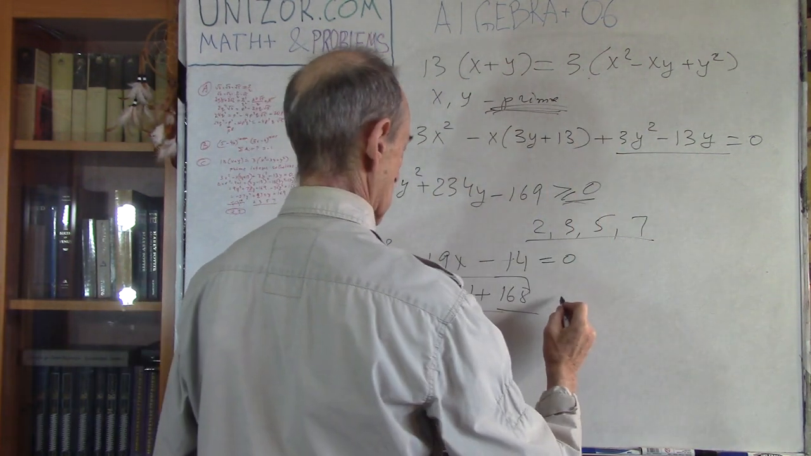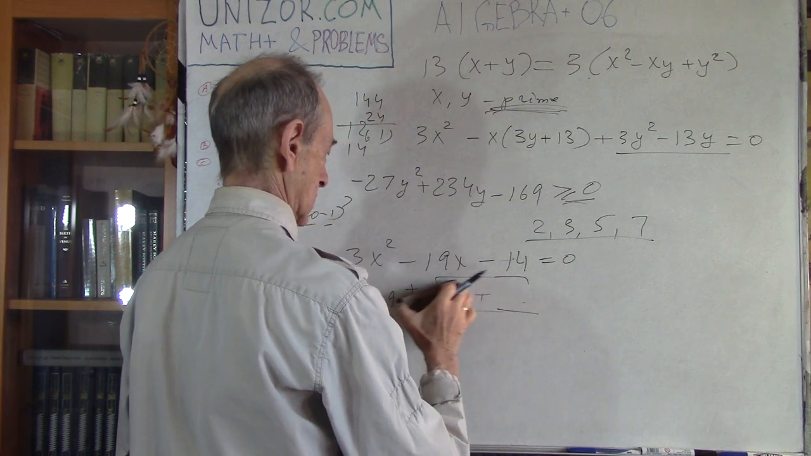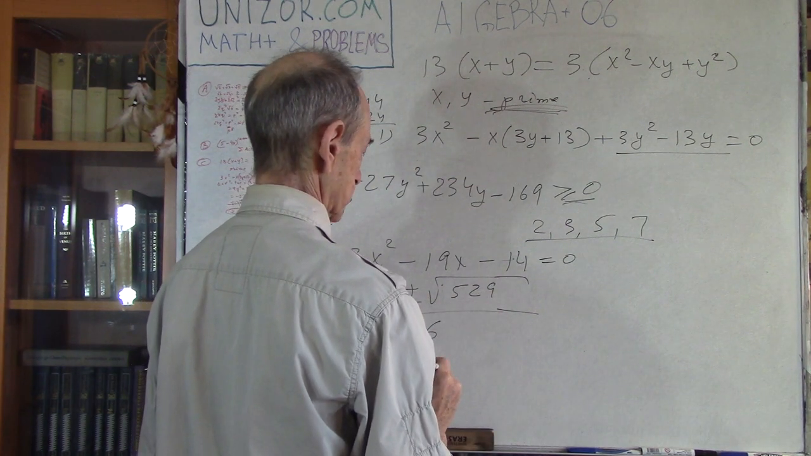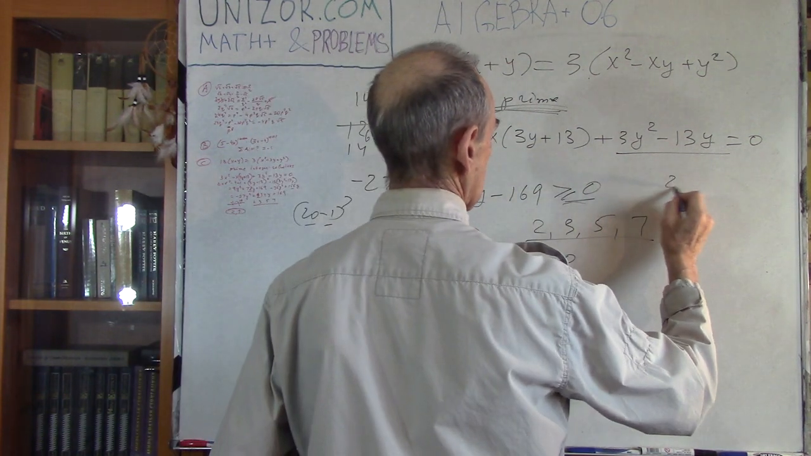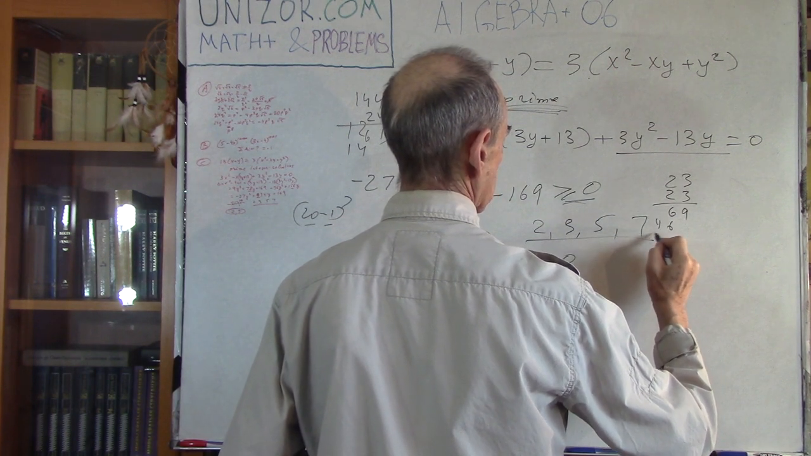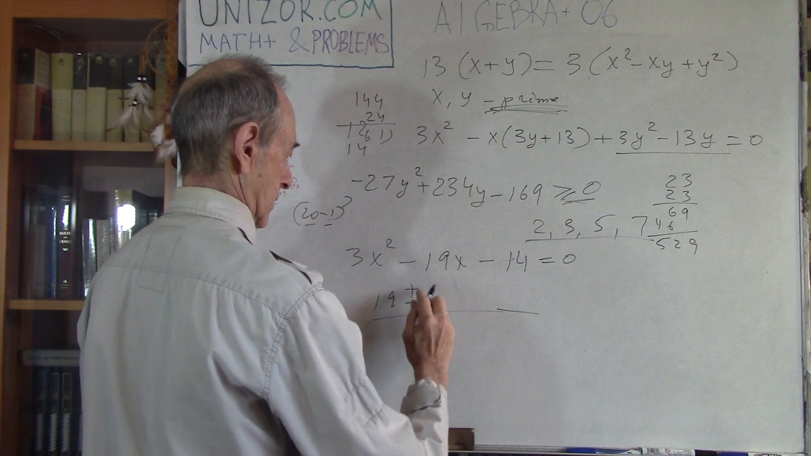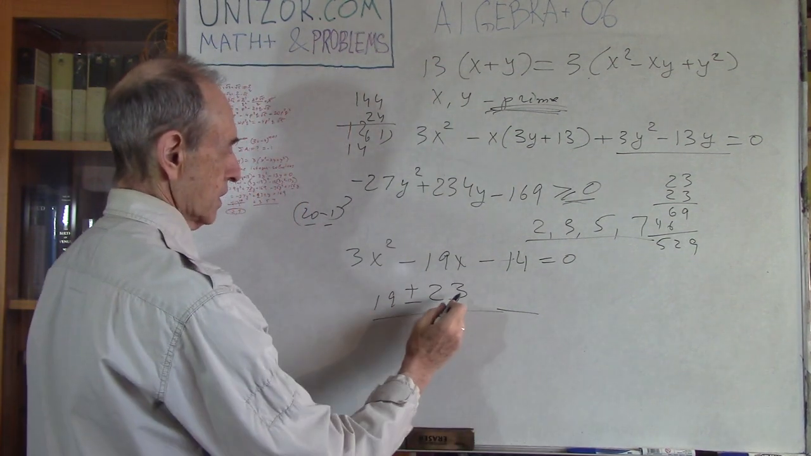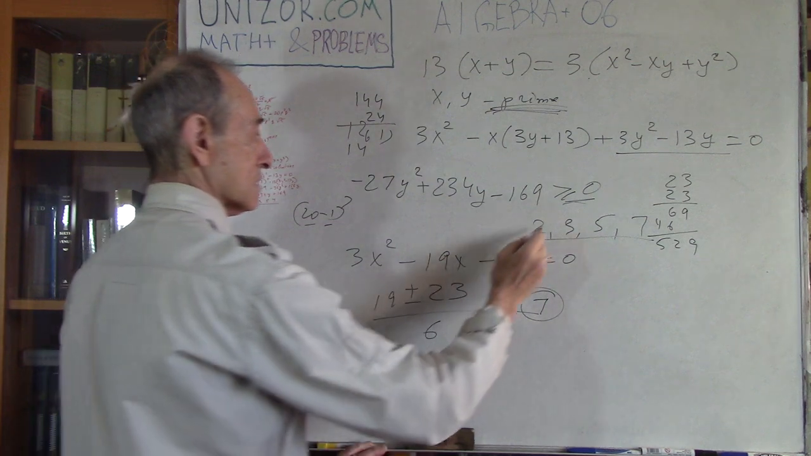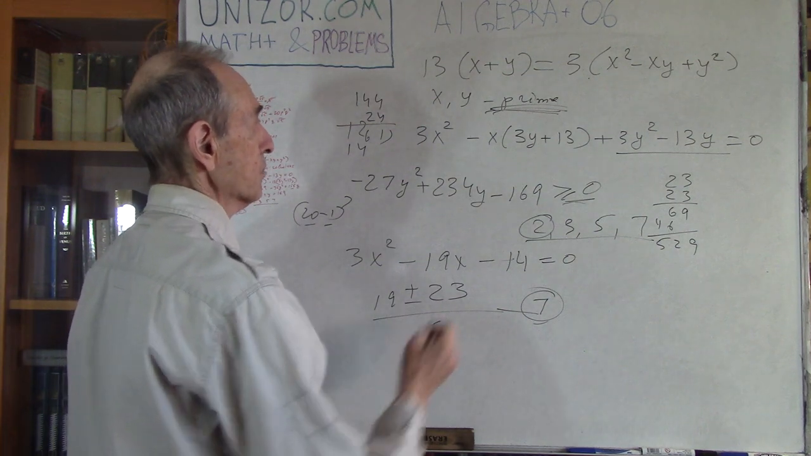Now, 361 plus 168 is 529. Am I right? 529. Unless I'm mistaken, 529 is 23 squared. So that's 23. Okay, 23 and 19 is 42, divided by 6 is 7. Okay, we've got it. So 2 for y and 7 for x is a solution. So we found the pair.